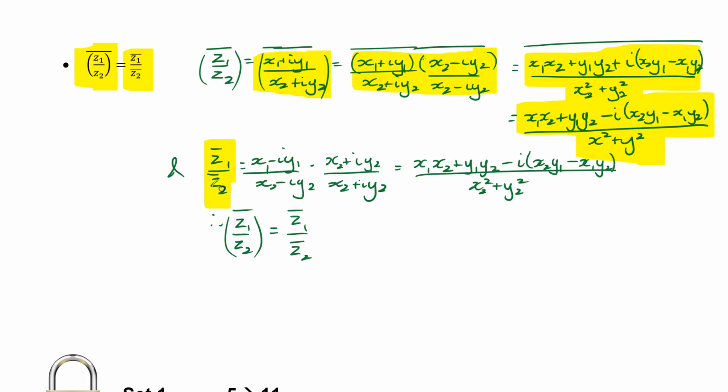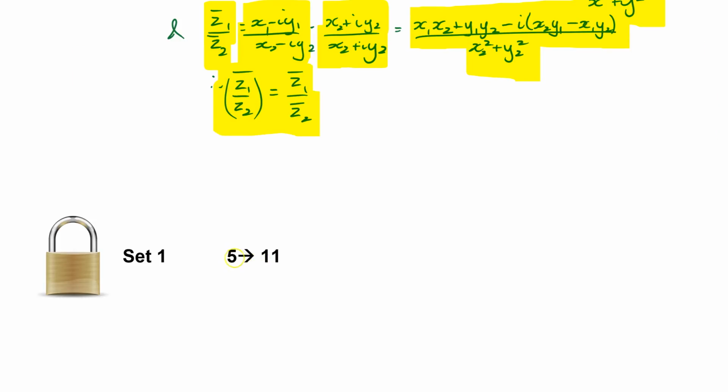Go to the right-hand side, work it. So realise the denominator. What we gather together is the same as we had up here, so we've proven the property. Could now go to set 1 and finish off 5 to 11.